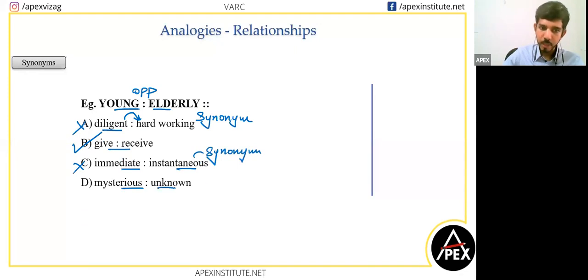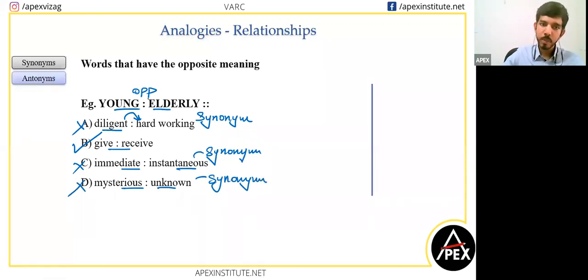And mysterious and unknown both are synonyms. They mean the same. So this is also ruled out. The relationship here was words that have an opposite meaning, or you can also call them antonyms. Okay, young, old, give, receive. So now are we getting it? What are analogies? Spot the relationship, understand the two words, try to select the option.